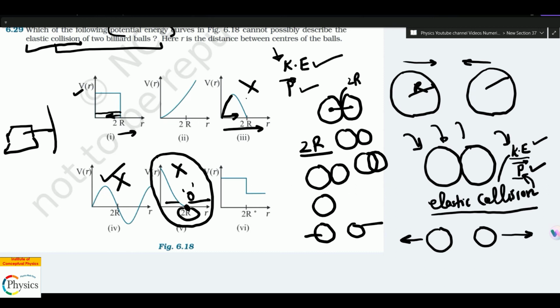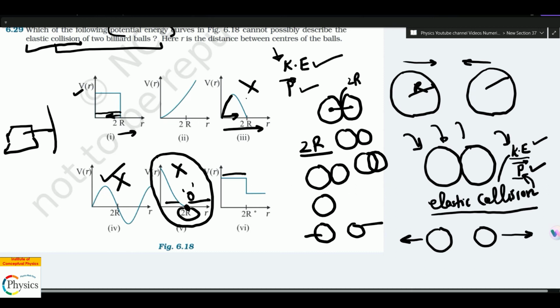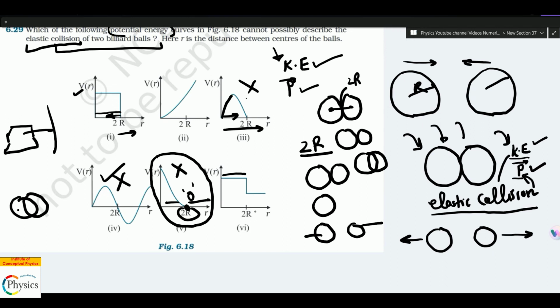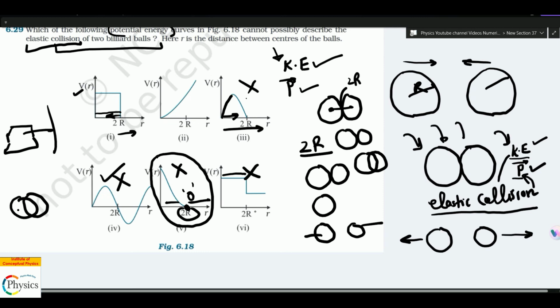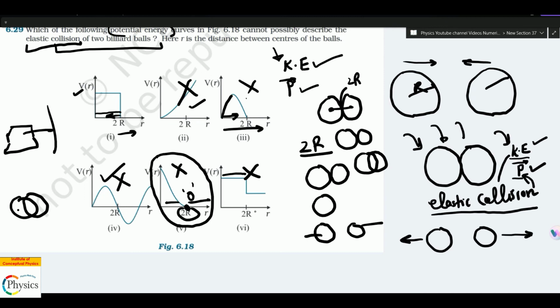In this particular graph, the energy is constant throughout when the two balls are merging inside each other and the distance goes even below. The centers come so close, the balls merge inside. That is not an elastic collision. So senseless, right? Here, the potential energy is increasing with the distance. Senseless, right? The sine graph is senseless.